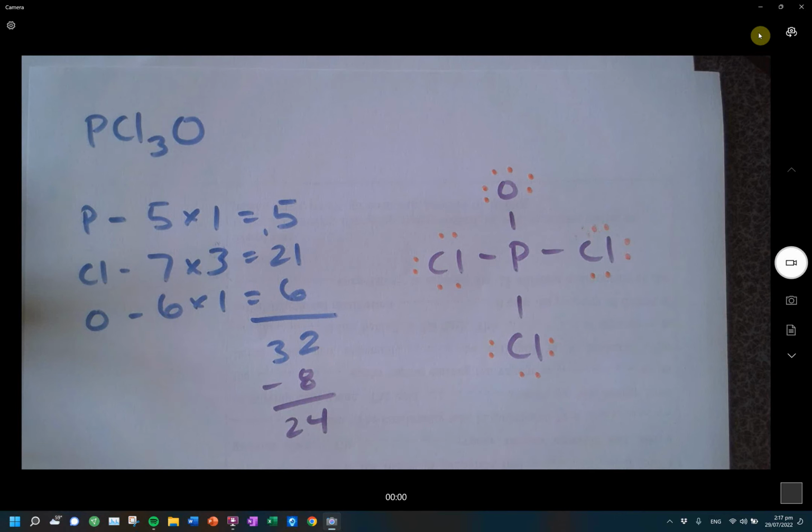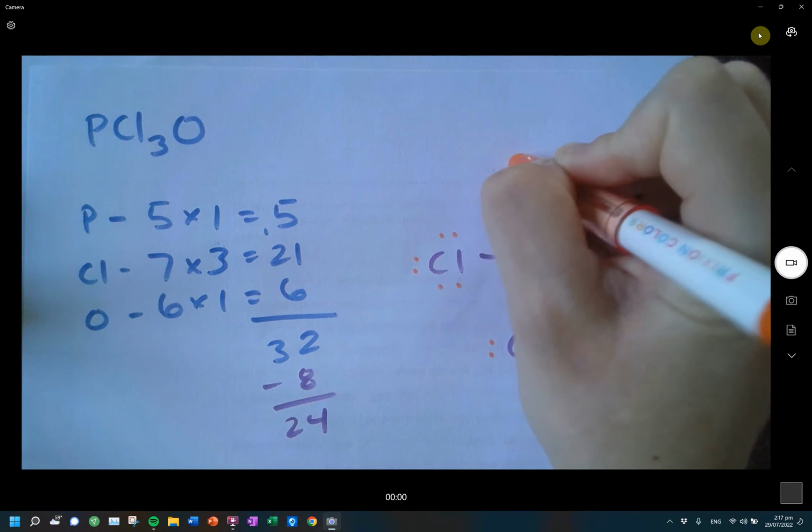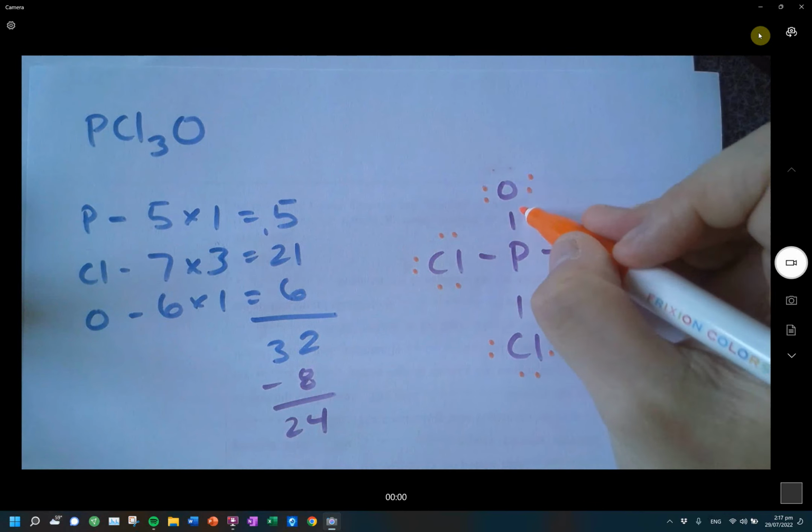And phosphorus right now has 4. But with the extended octet, it can actually do more bonding because remember, it can go upwards. So what I can do actually is remove 2 of those electrons if I want and form a double bond.